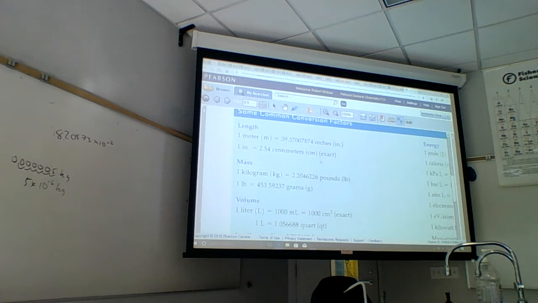Whereas, how about this one? 1 pound is equivalent to 453.59237 grams. Is that exact? No. And so what we say is this. We'd say in exactly 1 pound, there's approximately 453.59237 grams.